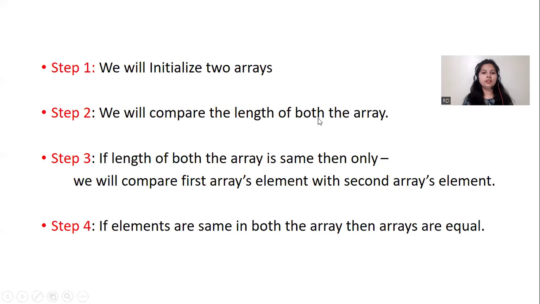For comparing two arrays, first we will initialize two arrays, and after that we will compare the length of both the arrays, whether the length is equal or not. After that, if the length of both the arrays is the same, then only we will compare the first array's elements with the second array's elements. If the elements are the same in both the arrays, then the arrays are equal, otherwise the arrays are not equal. So now let's see the program.